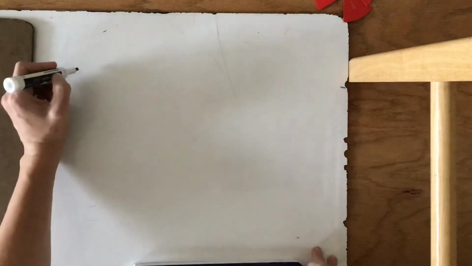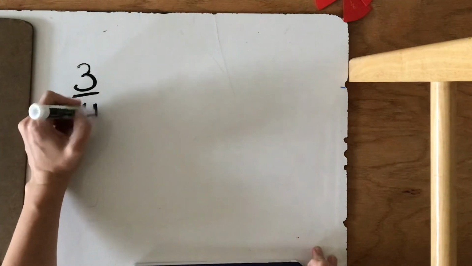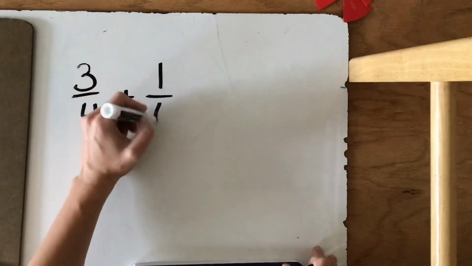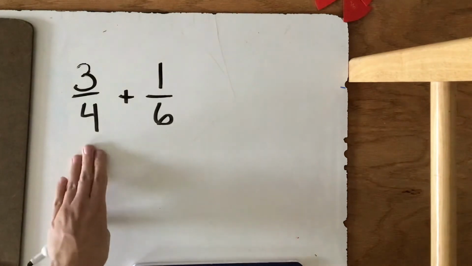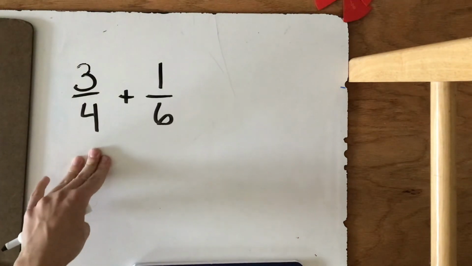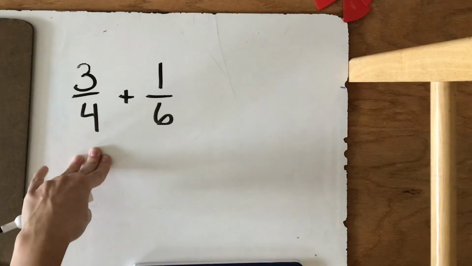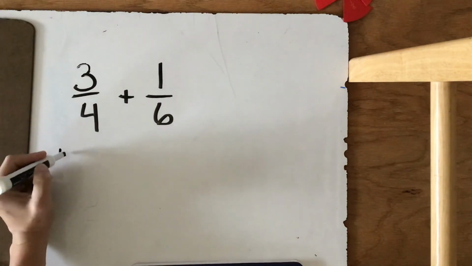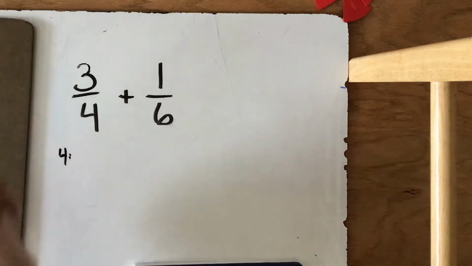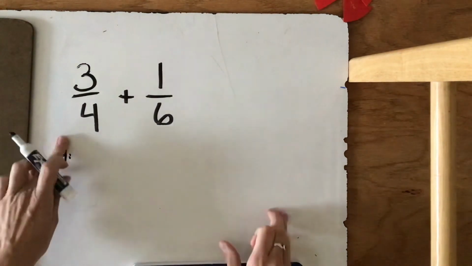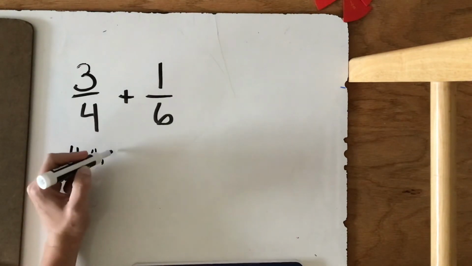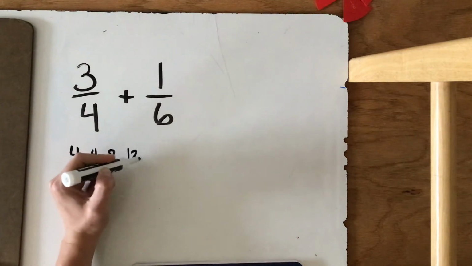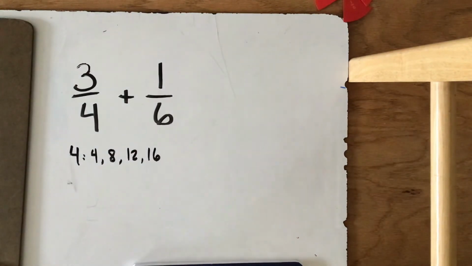Our problem is going to be 3/4 plus 1/6. Go ahead and write that in your notebook. Already we see a problem. We don't have a common denominator, so we need to create a common denominator. Let's start by finding our multiples. Our multiples of 4, let's just move that over so we can see, are 4, 8, 12, 16. Let's stop there and move to our 6s.